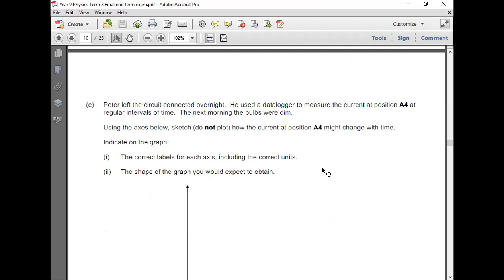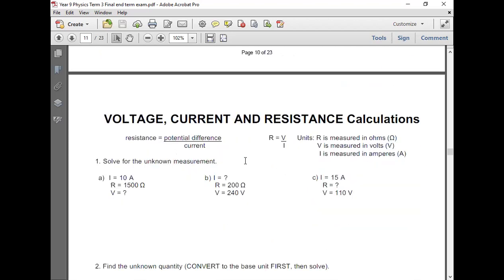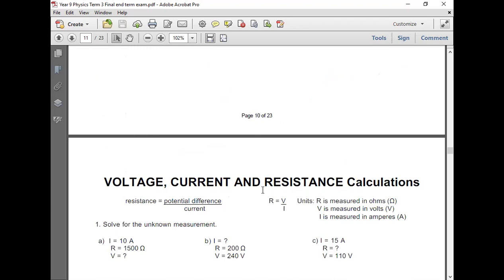Question C. Beta left the circuit connected overnight. He used a data logger to measure the current at position A4. Using the axes, sketch how the current at position A4 might change with time, and indicate on the graph. This is basically about calculations for current, resistance, and voltage. The rest of the questions, inshallah, I will show you by Google Form.